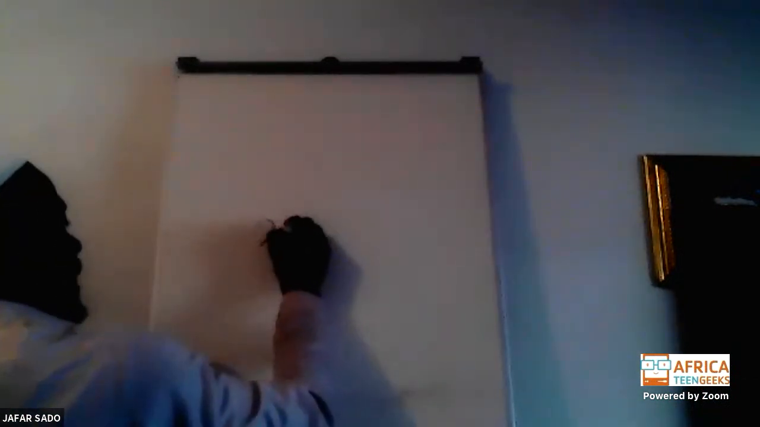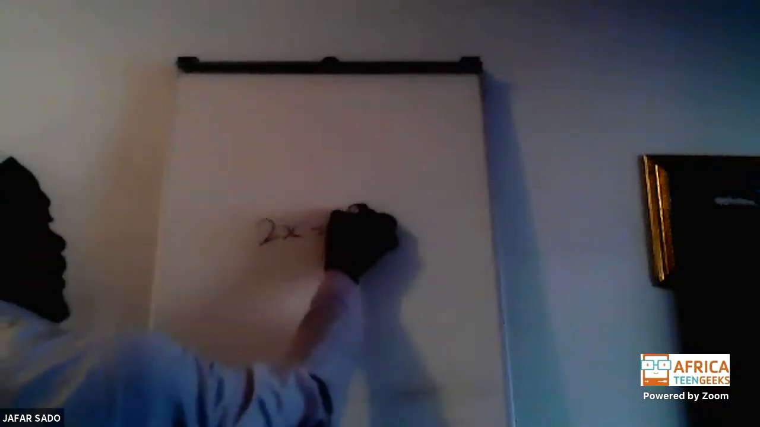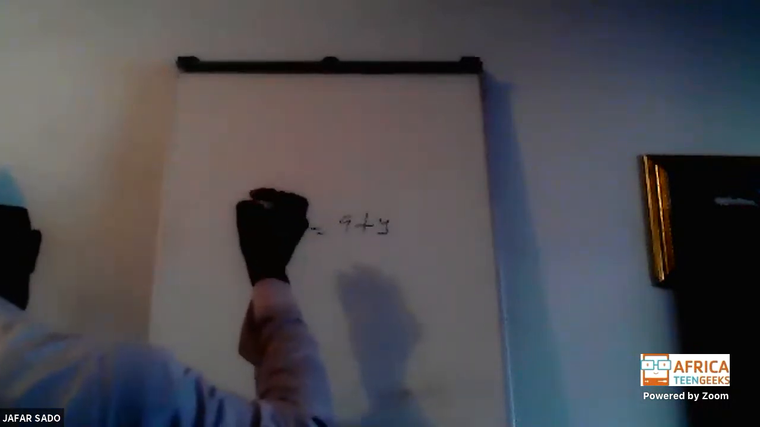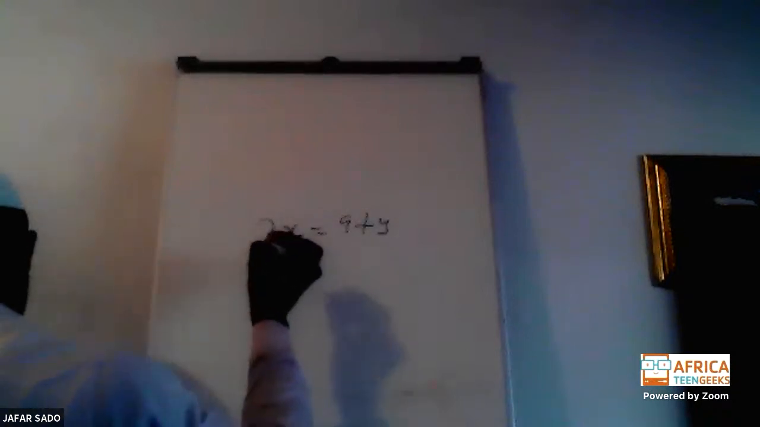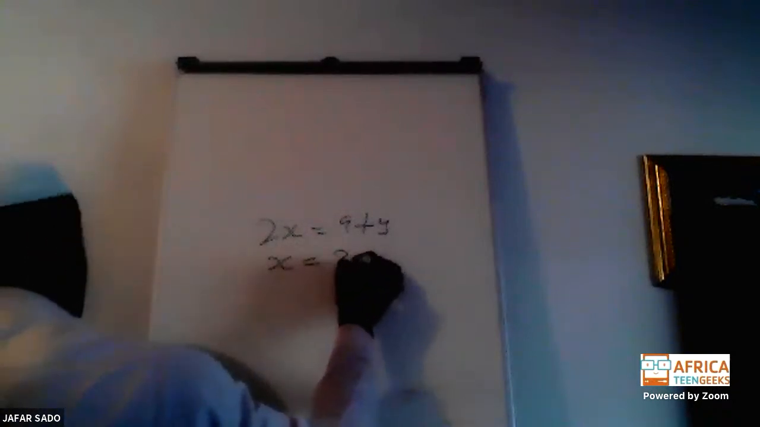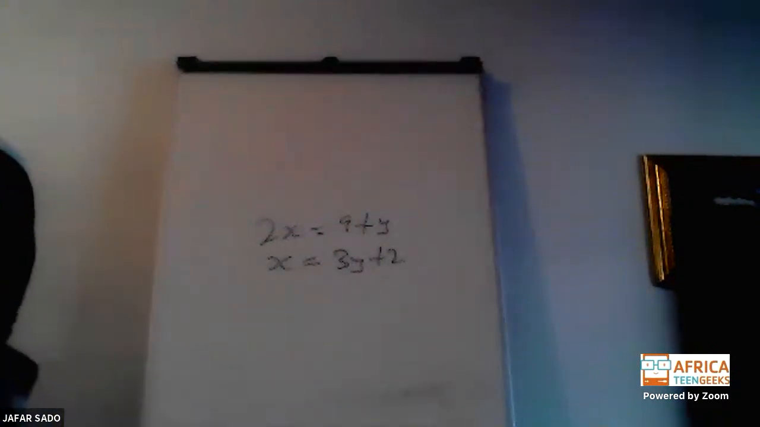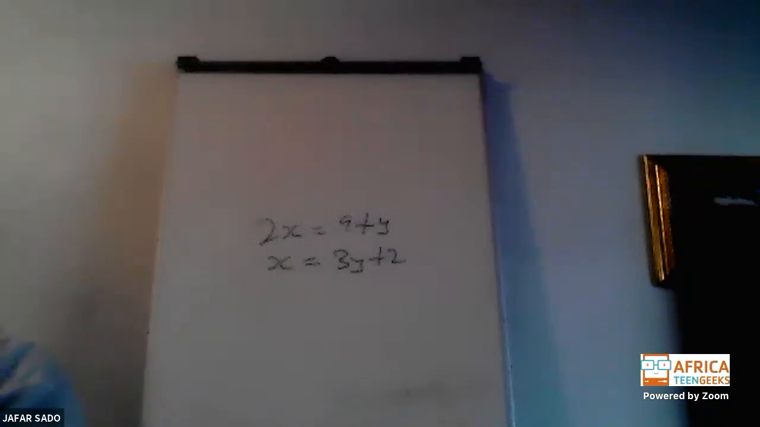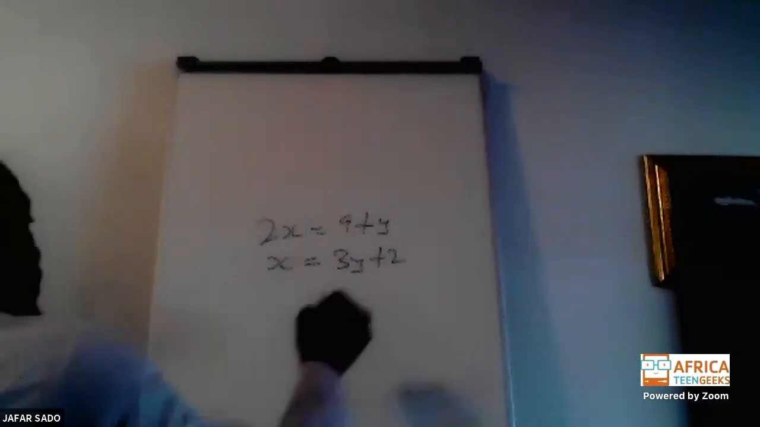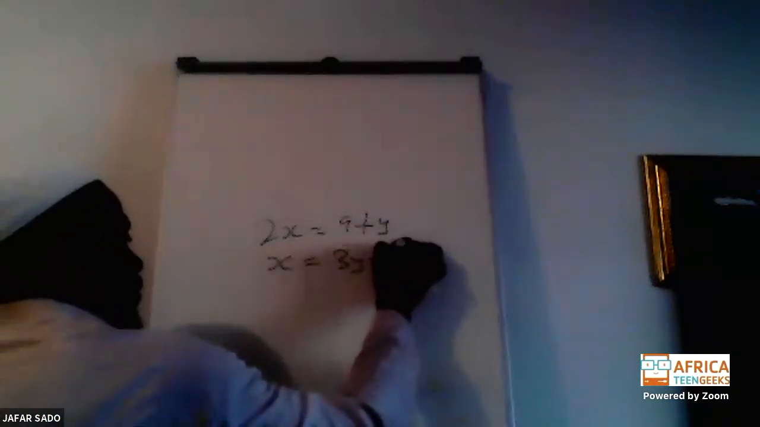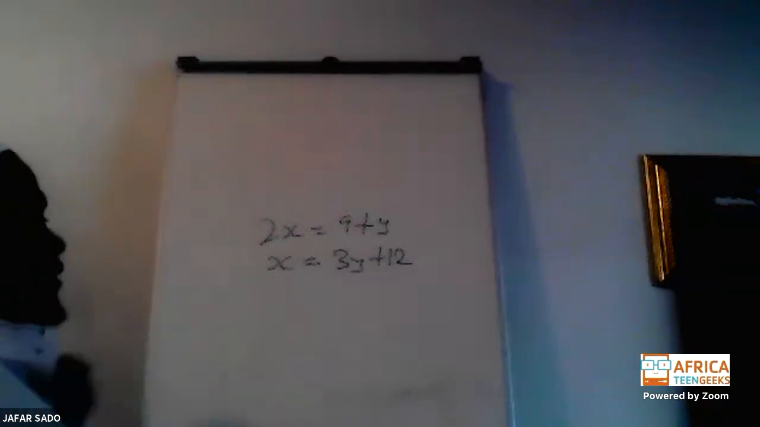It's making life easier, right? So let's see another example quickly. Our time is fast running. So let's see this one. We have 2x equals 9 plus y, and then x equals 3y plus 12. So we need to solve for x and y here. That is the question.